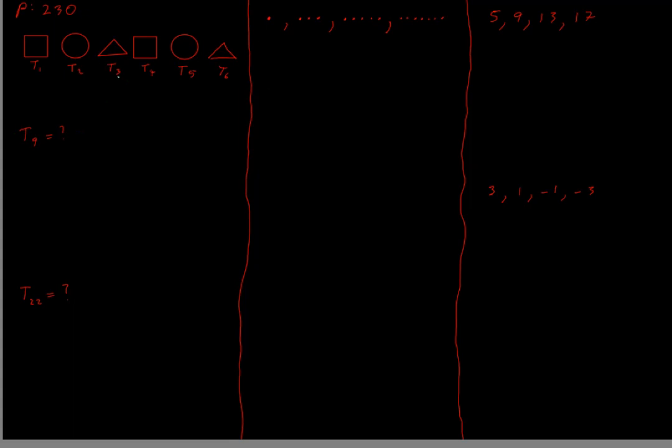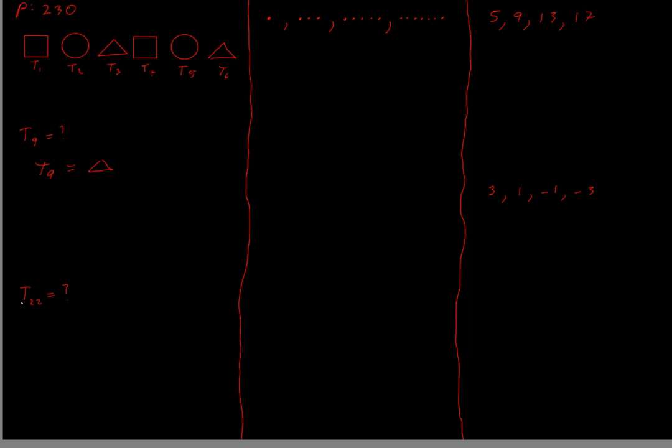we've gone through one complete cycle when we're at T3. We've gone through another complete cycle and we're back to a triangle when we're at T6. So the next complete cycle will be at T9. So T9 then would have to be a triangle.